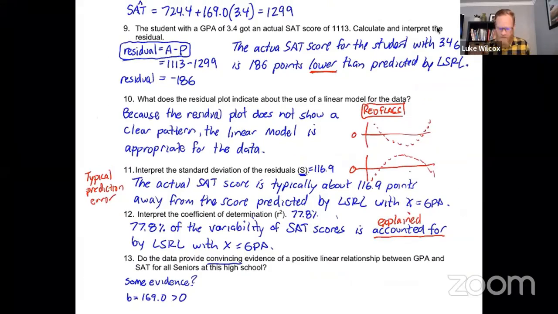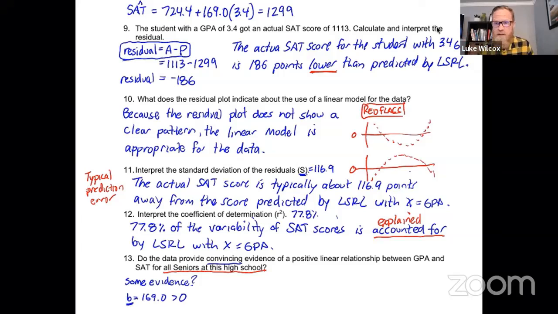So we do have some evidence based on this sample of 10, but the question is not asking about the sample of 10, it's asking about all seniors at this high school. So this is where we would have to make an inference about the population from our sample. And we have to remember that every time you take a random sample, you're going to get different results. So if I were to select a different random sample of 10 seniors, I wouldn't get the same scatter plot. I wouldn't get the same line of best fit, and I wouldn't get the same slope value, right? So that value is going to vary because of sampling variability. So the question is, is this slope value a strong enough slope value that we can say that there's convincing evidence of a positive linear relationship for all seniors?